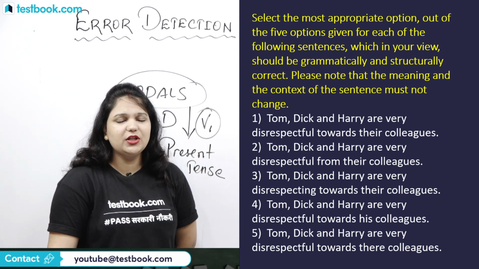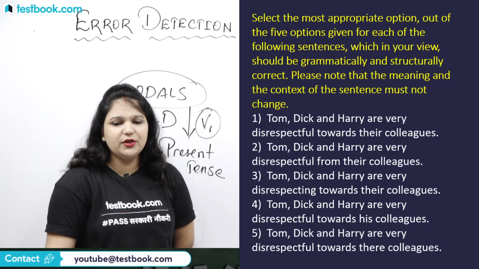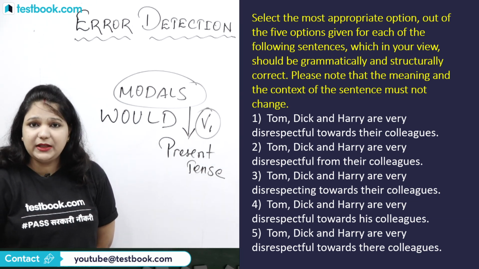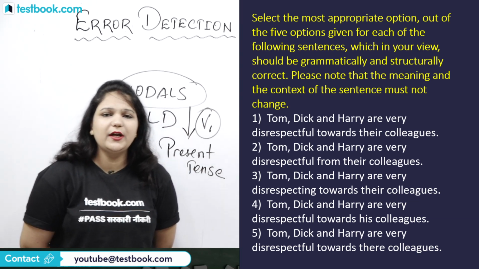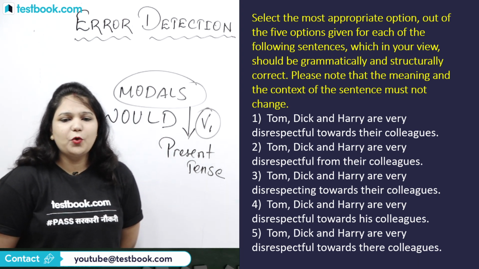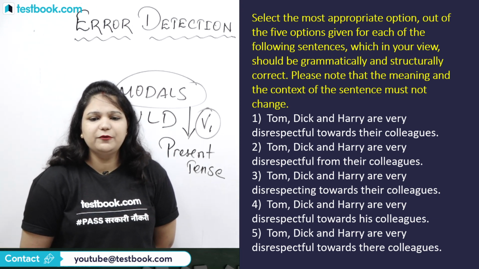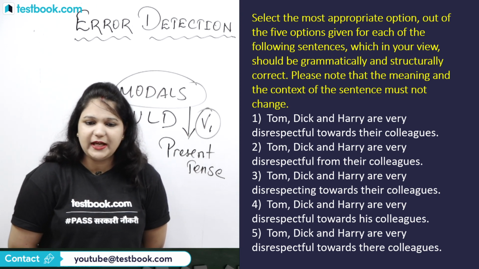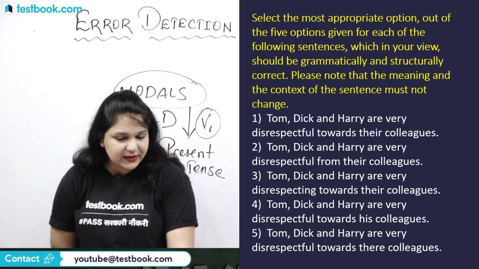So there's a change in the preposition if you see in 1 and 2. Third says Tom, Dick and Harry are very disrespecting. Instead of disrespectful, they have used disrespecting towards their colleagues. Fourth says they are very disrespectful towards his colleagues. And fifth says Tom, Dick and Harry are very disrespectful towards their colleague.